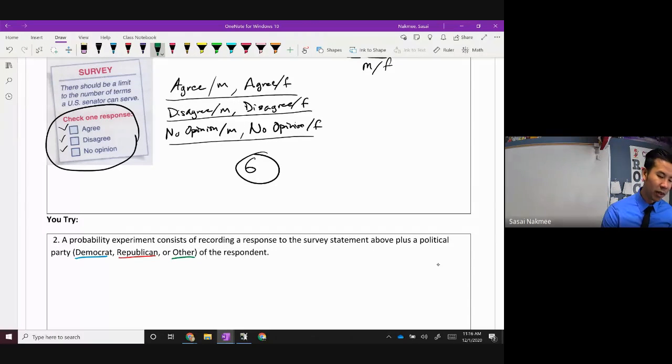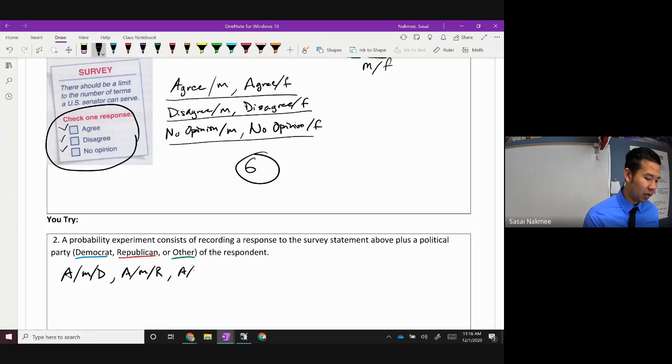I already did the agree and male part, right? So the next one is going to be, you ready for it? It's going to be agree. You don't have to write out the whole word, by the way. I'm just going to write A. They agree, they're male, and they're a Democrat. That's one. The other possibility is that they agree, they're male, and they're Republican. And the other one is they agree, they're male, and they're other.